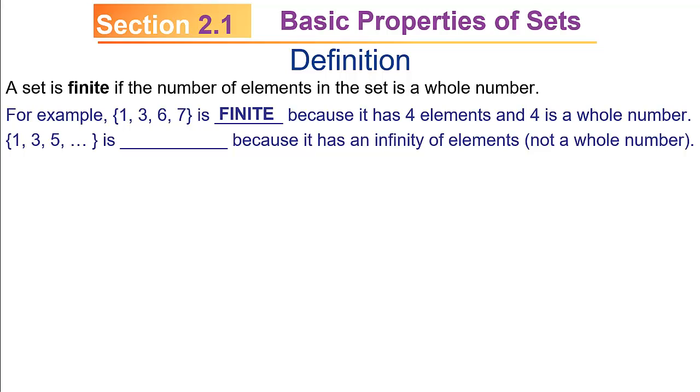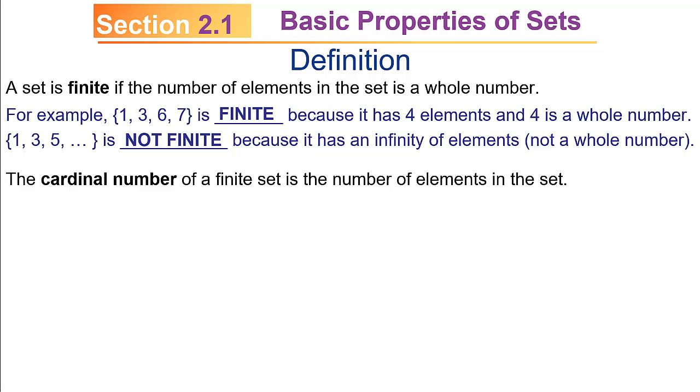Conversely, if I take the set containing 1, 3, 5, and so on, which means it continues forever, you never get to an end, so you can't count them and get a whole number answer. So that means that set is not finite, because it has an infinity of elements, and infinity is not a whole number.